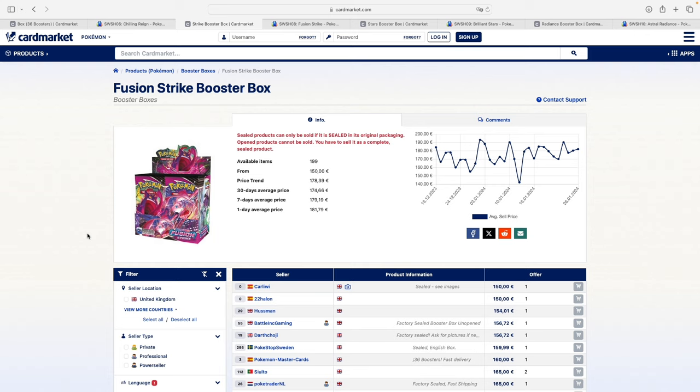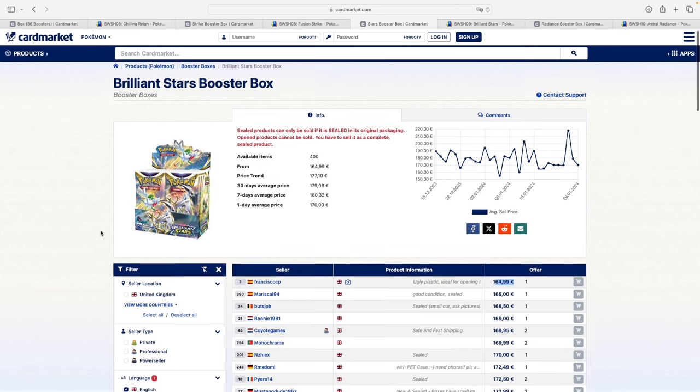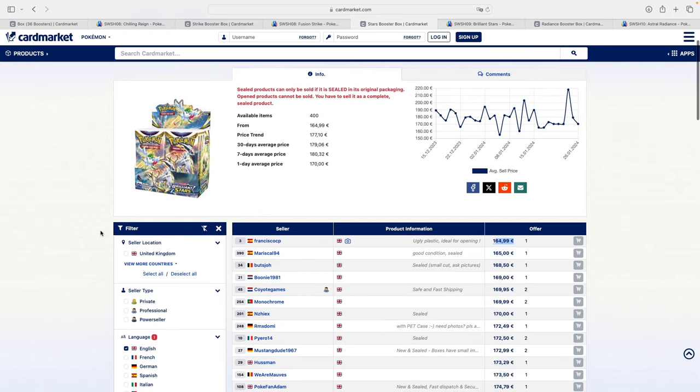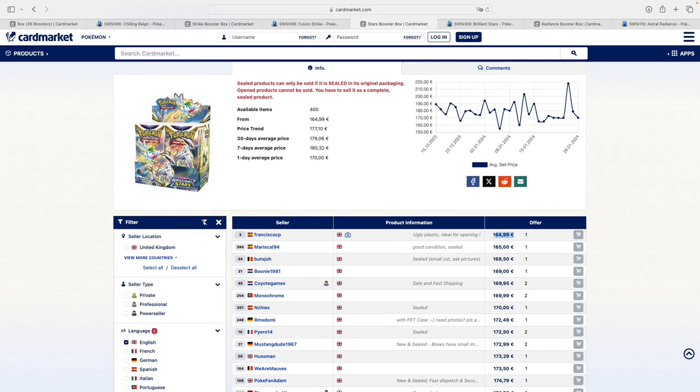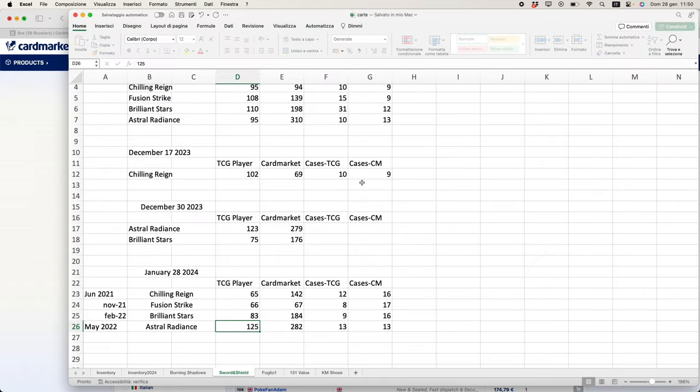And also, we didn't care about the cards in the set for this specific video, but if we think about it, Fusion Strike might overtake Chilling Reign. Now, Brilliant Stars is a good set. It is following closely. However, we still do have a large amount of supply in the market. But if you think about it, just for reference, if we take a look at Fusion Strike and at Brilliant Stars, on the European market there's over double the amount of boxes available, whereas there's just over 15 boxes available in the American market.